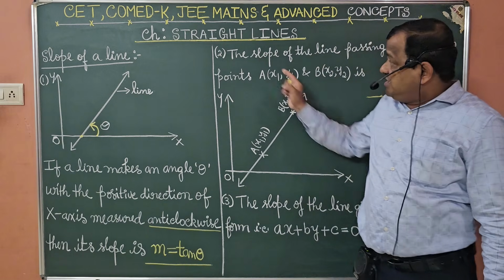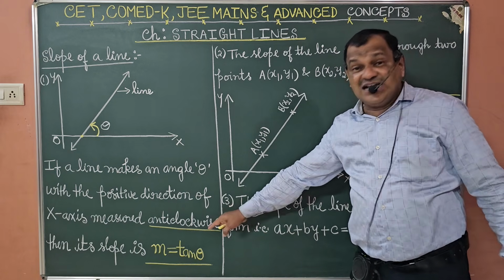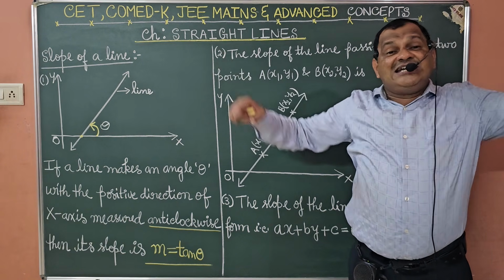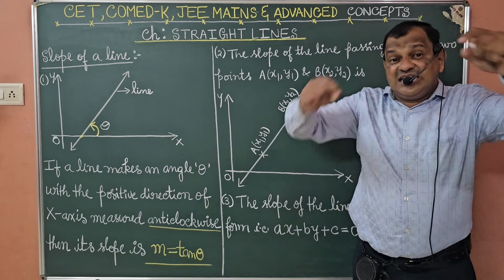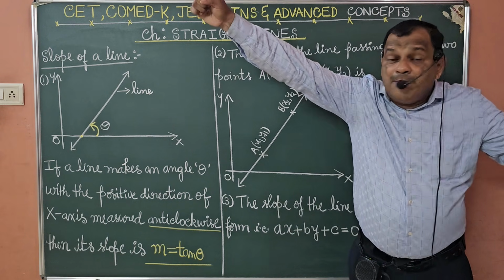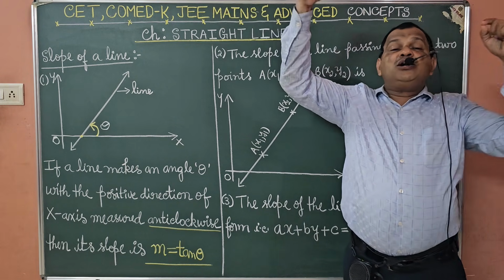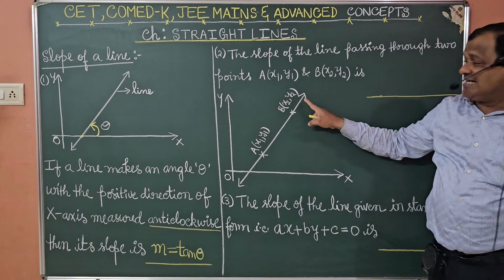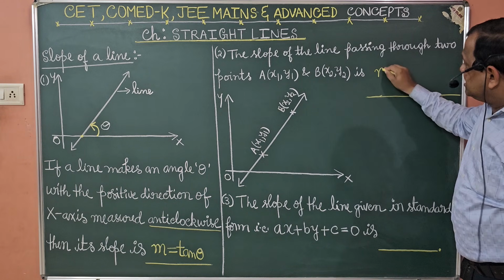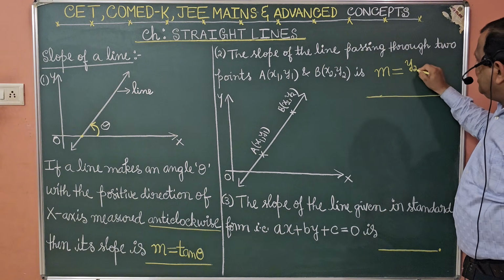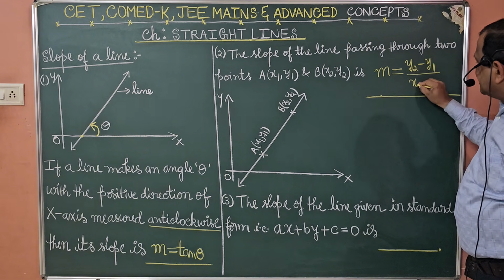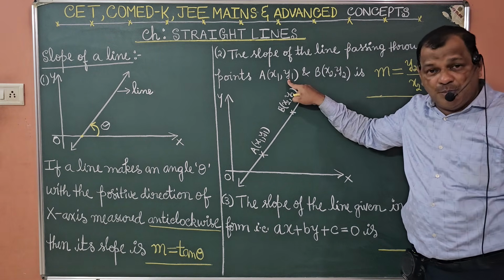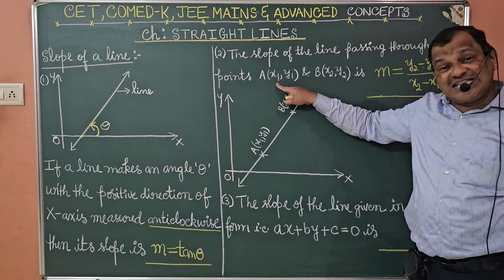I have a second formula. Here, they have not given the angle theta made by the line with the positive direction of the x-axis measured anti-clockwise. Instead, there are infinitely many points on the line, right? But they didn't give infinitely many points. They have given any 2 points on the line, say A of x1, y1, B of x2, y2, and the line looks like this. Then we can find the slope using the formula m is equal to y2 minus y1 divided by x2 minus x1. That is the difference of the y coordinates of these points in the numerator divided by the difference of the x coordinates respectively in the denominator.